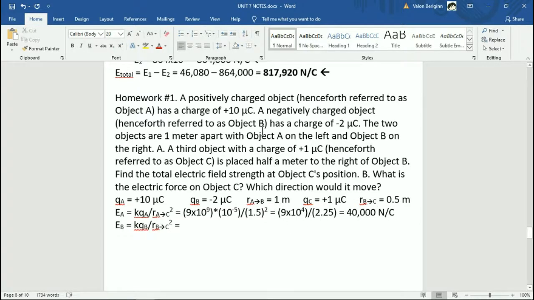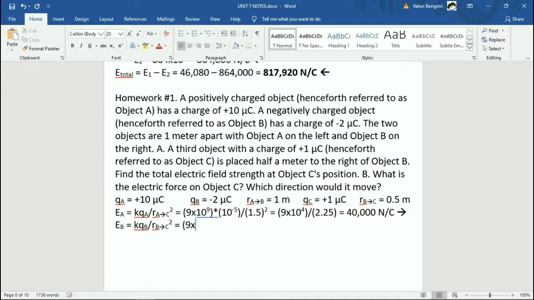So let's see. Object A is on the left, and then object B is on the right, and the third object is placed half a meter to the right. So we have basically in order A, and then B, and then C. So we want the field from A all the way to C. It's a positive field, so it's going out of object A, which means this field is to the right.